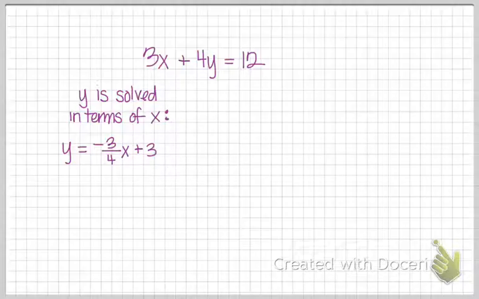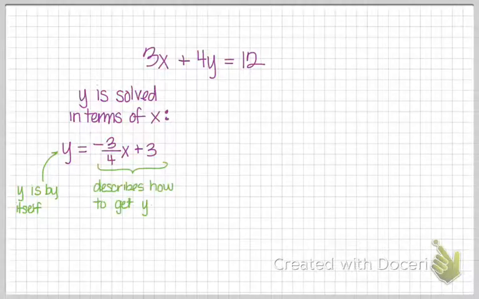The reason that this is y solved in terms of x is because you can see that I have y by itself, and then on the other side we have an expression using x to describe what y is equal to. So on the right hand side, if I know what x is, then I could plug it in and my equation is already set up so that when I plug in x, I know what y is equal to.